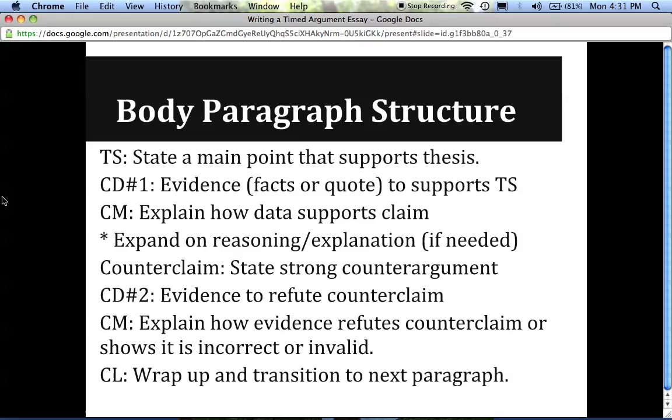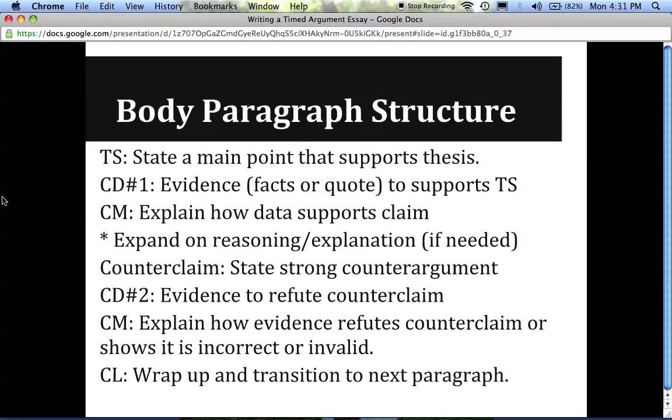Then you have your second piece of evidence. That's your second concrete detail after you have stated the counterclaim. And this evidence is there to refute or to prove that the counterclaim is not legitimate. It's not strong. And then you have your commentary where you explain how the evidence that you've provided refutes or goes against the counterclaim to show that that counterclaim is weak or incorrect or invalid.